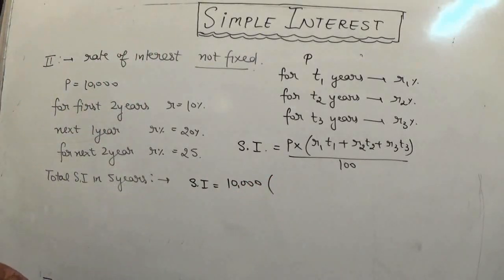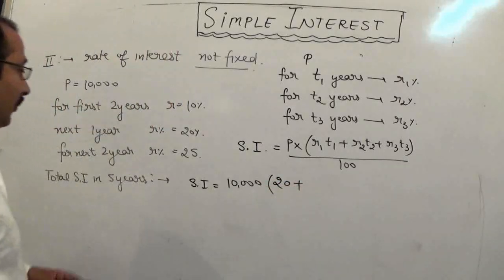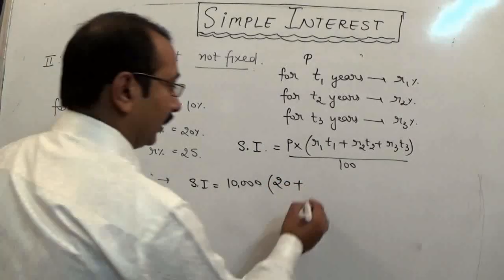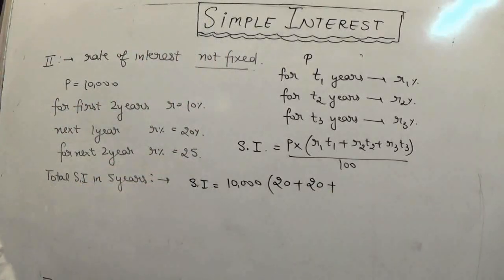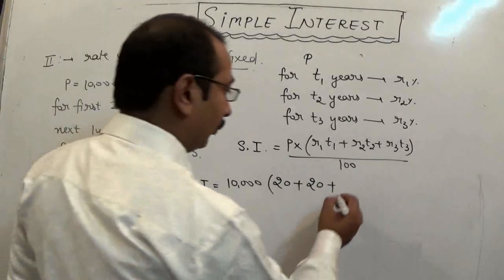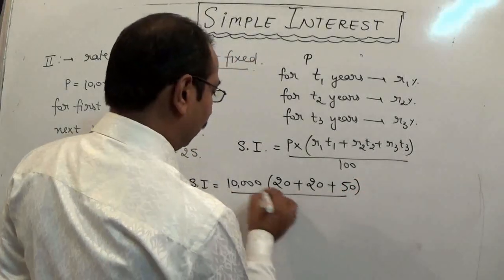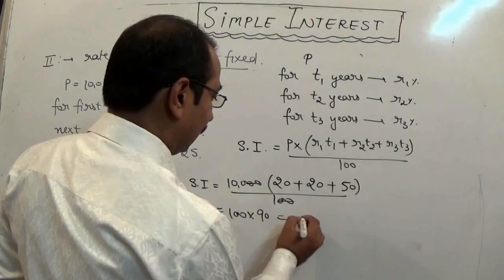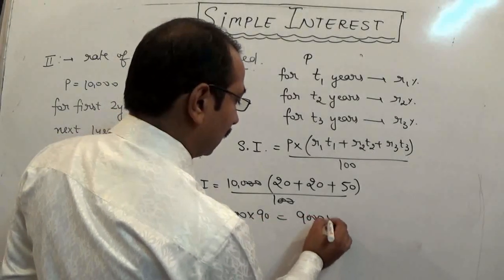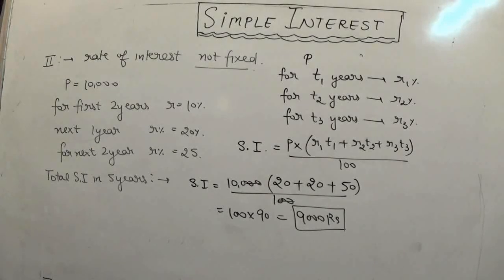For the first 2 years, the rate of interest is 10%, so 2 into 10, 20, plus for the next 1 year, rate of interest is 20, 1 into 20, 20. For the next 2 years, rate of interest is 25, 2 into 25, 50. Upon 100, just solve it. 100 into 90, so I can say simple interest on this sum is rupees 9,000 for 5 years.